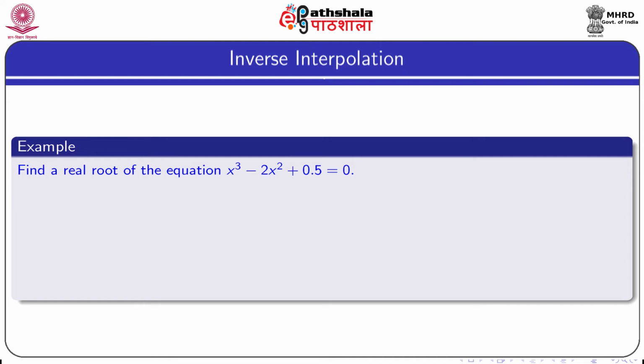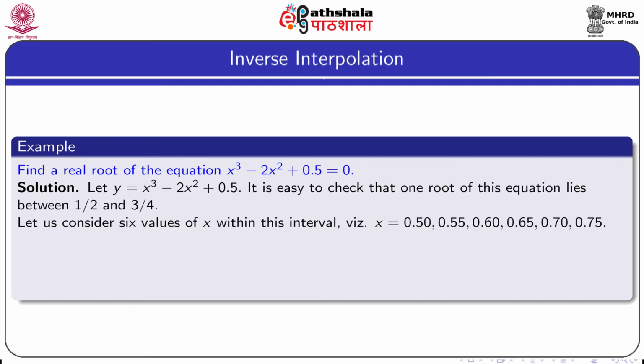Here we consider the equation x cube minus 2x square plus 0.5 equal to 0. Our problem is to find a root of this equation by the inverse interpolation method. Let y equal to f(x), that means the given equation, which is equal to x cube minus 2x square plus 0.5, and it is easy to verify that one root of the equation lies between half and 3/4.